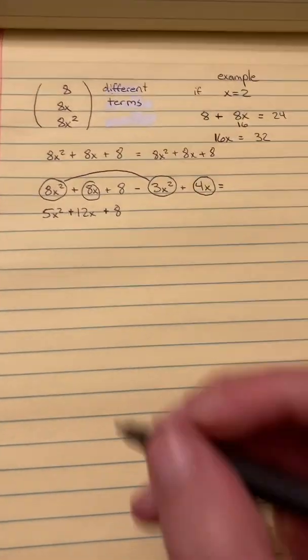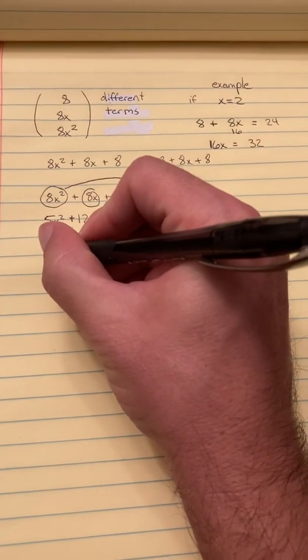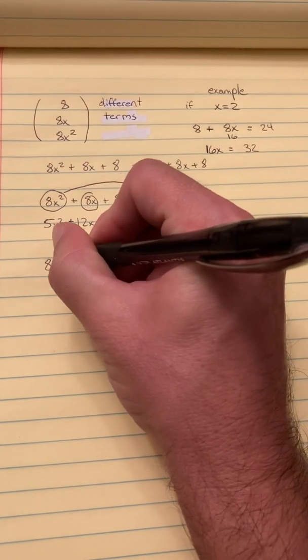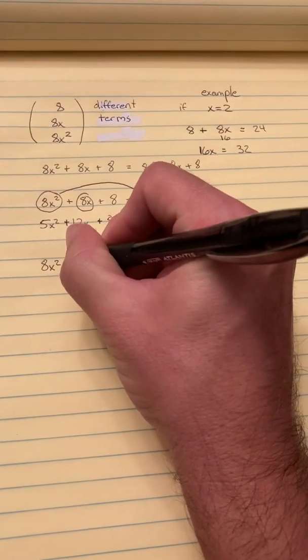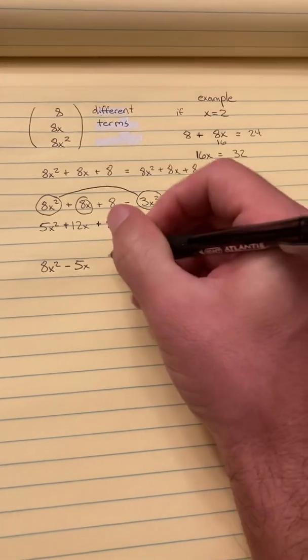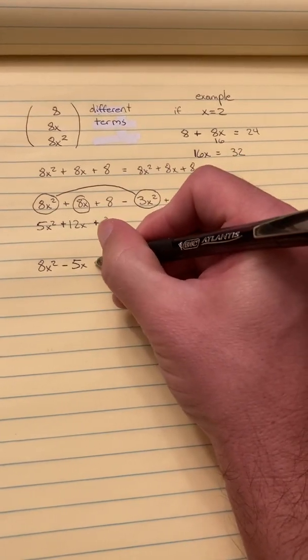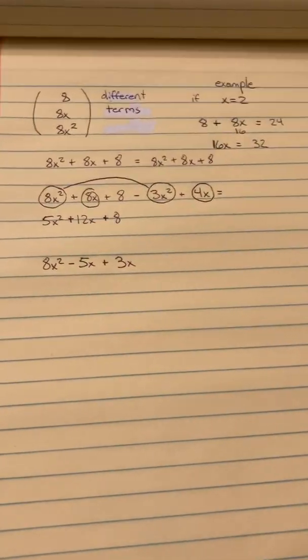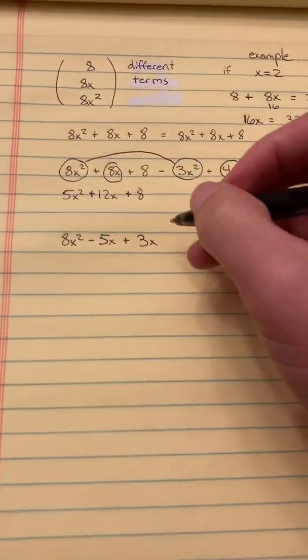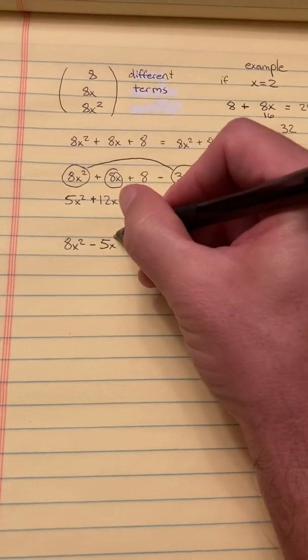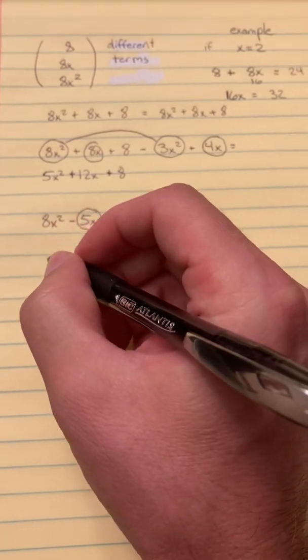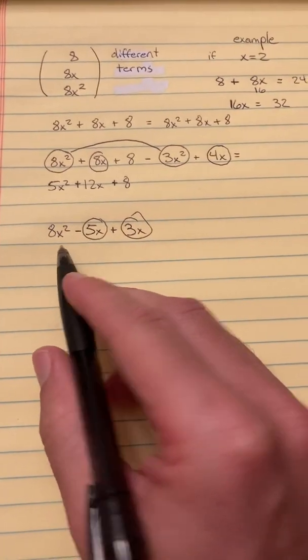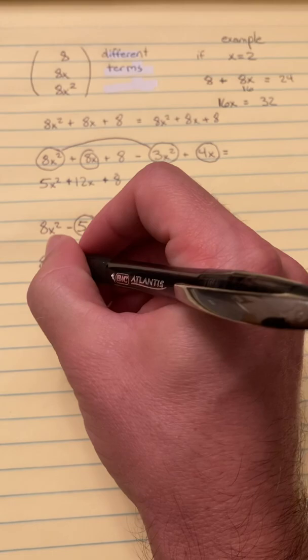Okay. One other before I forget, because I just thought about this. If I had 8x squared and it said minus 5x, and then I want to add 3x's to it. Okay. So we see that this and this are like terms. So the first thing I had here was 8x squared, and there's nothing to combine it with, so I could just bring it down.